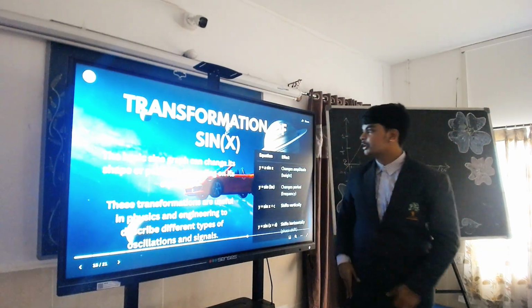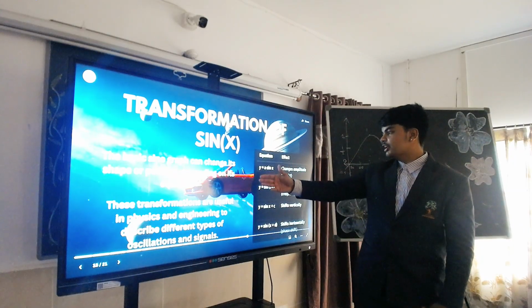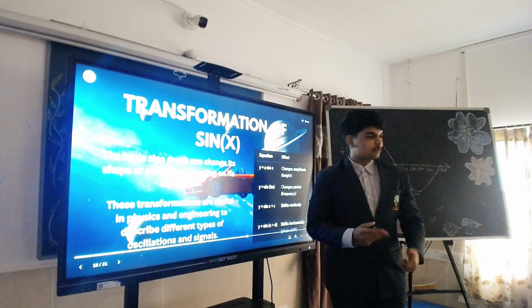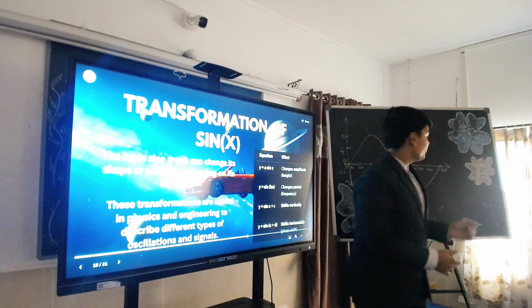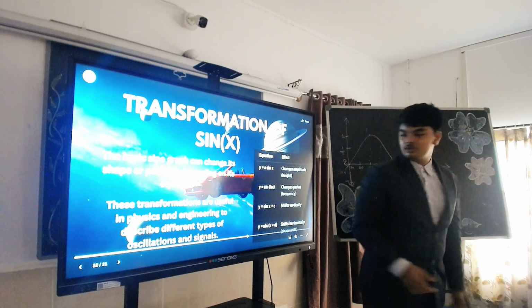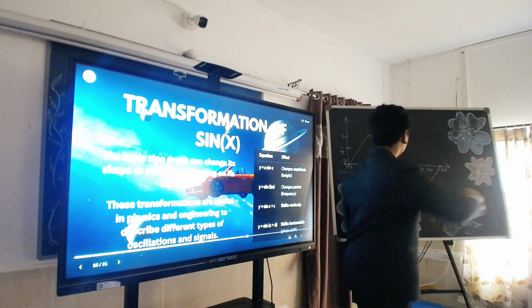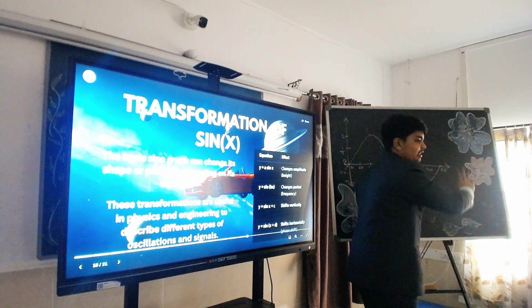So now the transformation of sin x. Basic sin x can change its shape or position depending on its equation. Its transformations are like usual, it goes up and down like this. Here we could see y is equal to a sin x, which changes the amplitude, its height changes. This is a sin x, it goes down like this.